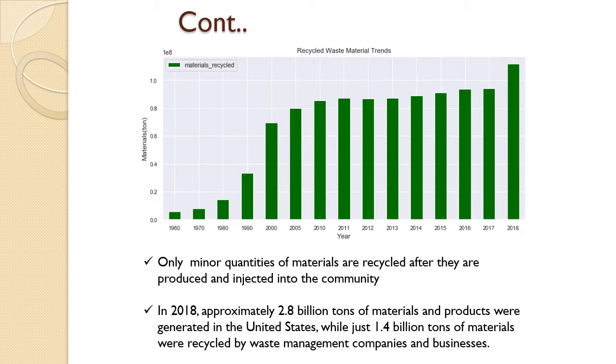If we compare with the material generation shown in the previous graph, in 2018 approximately 2.8 billion tons of material and products were generated in the United States, while just 1.4 billion tons of material were recycled by waste management companies as a business. This means that nearly half of the goods produced are either disposed of, combusted, or landfilled. This poses an issue of environmental significance, since the majority of capital is diverted towards the creation of new products.